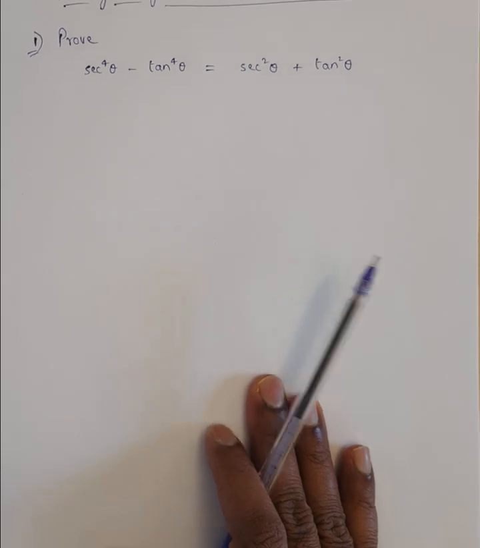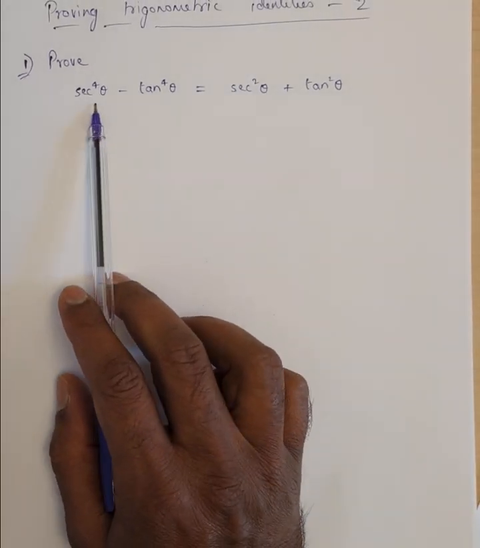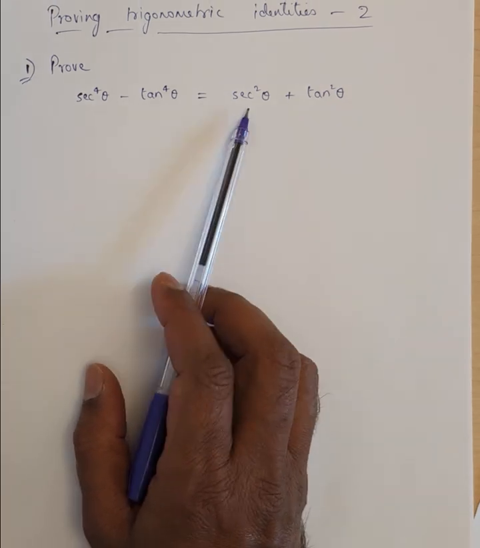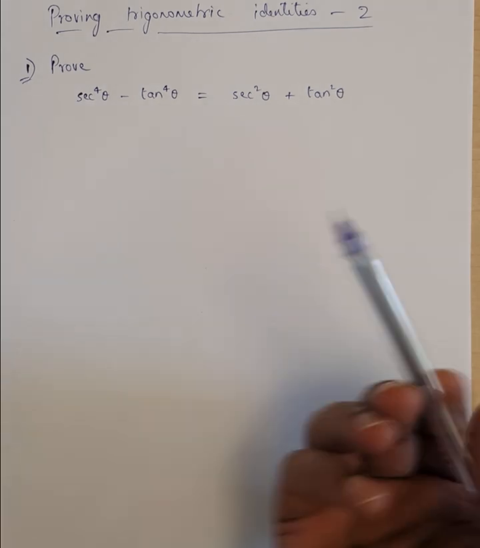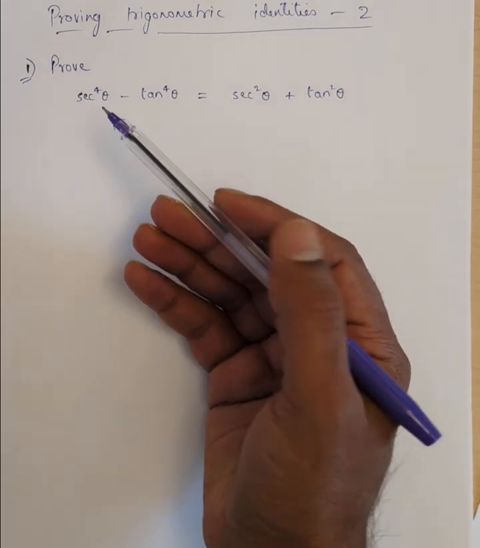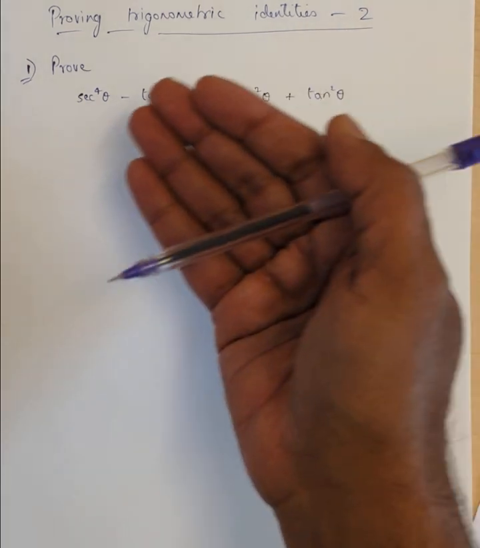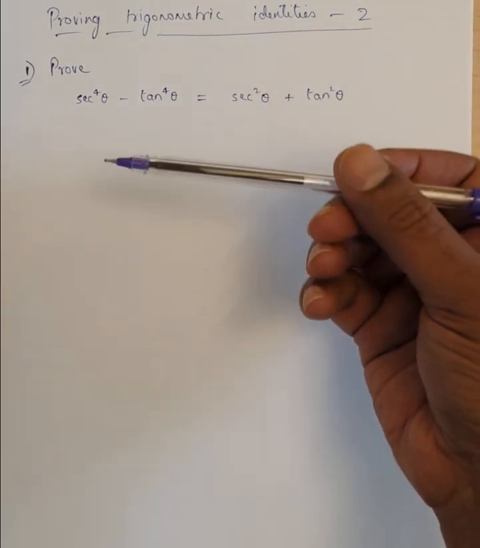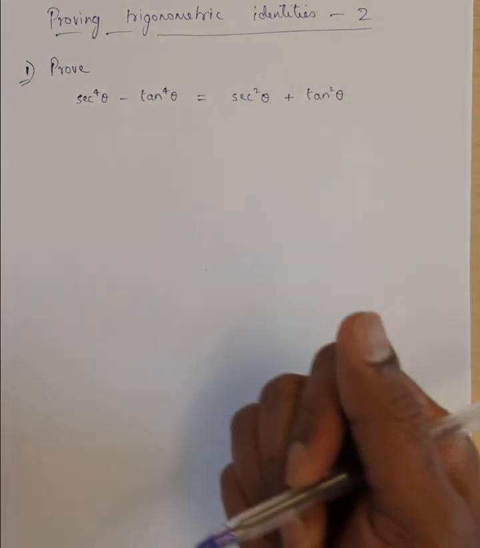Now let's look at this problem. We need to prove that secant to the 4 minus tan to the 4 equals secant square plus tan square. And how do you prove an identity? You can start on the left and arrive at the right, or you can start at the right and arrive at the left. Or you can simplify the left side and right side to the same thing.